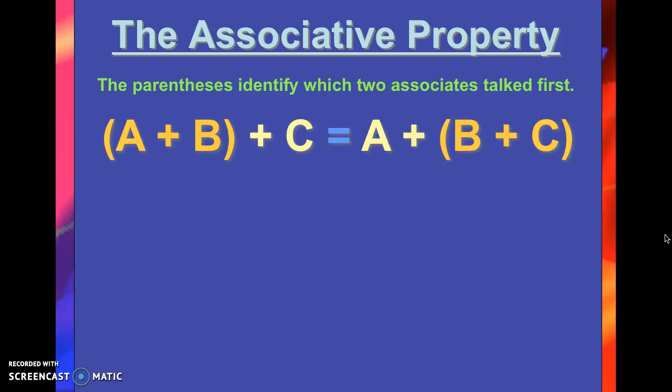So, the associative property. The parentheses identify which 2 associates talked first. So there you have A and B, and then C, and then equals A plus B plus C. The parentheses identify which 2 associates talked first. So these 2 associates talked before these 2.